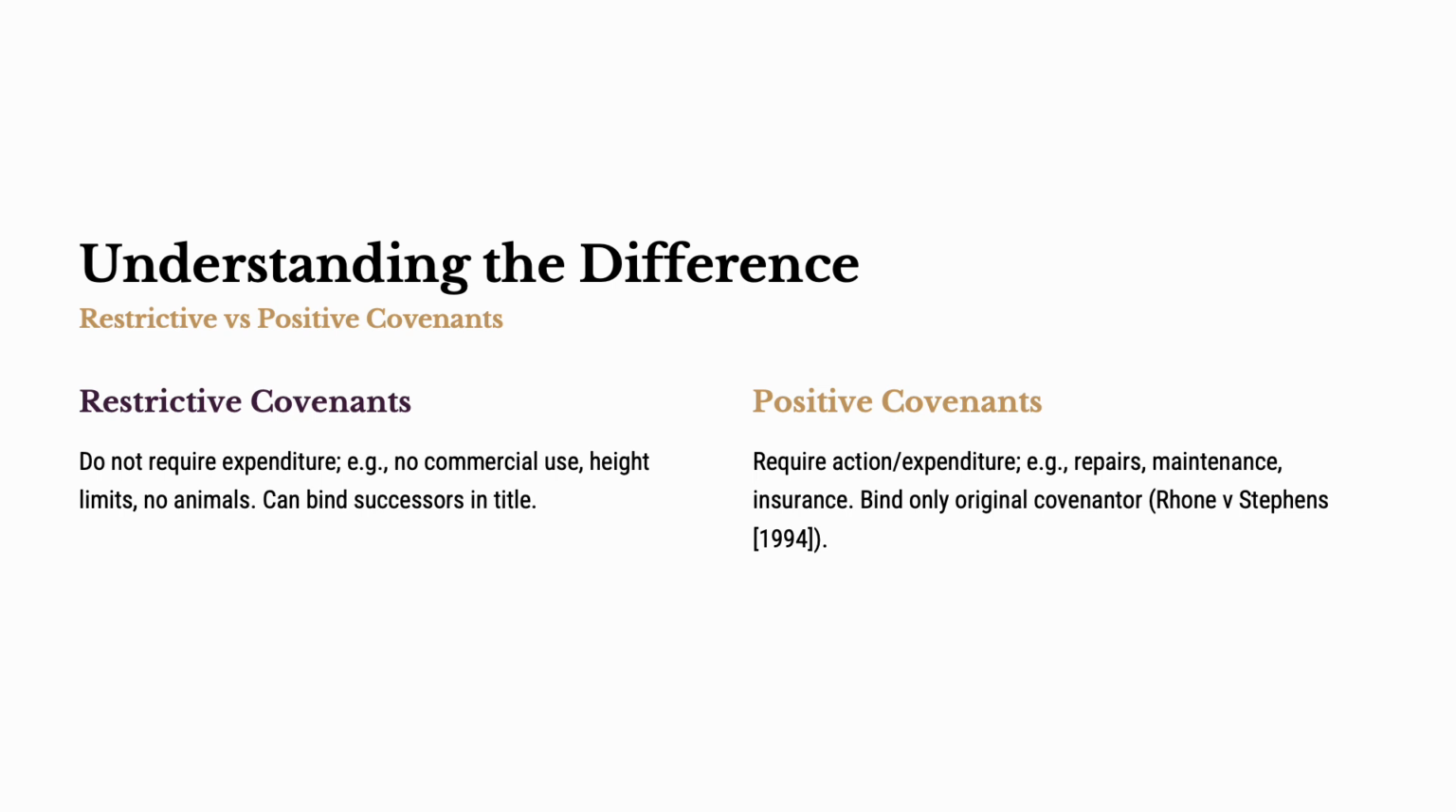So the landmark case is Rhone v Stephens in 1994. The House of Lords confirmed that the burden of a positive covenant does not run with freehold land at common law or in equity. Only the original covenanter remains liable. This creates a significant practical problem for positive covenants, which we shall discuss in detail. Why the distinction? Because the law is reluctant to impose an ongoing financial burden on a successor who may not have agreed to it and who receives no corresponding benefit when they purchase the land. So we'll talk about it in detail, about modern covenants and all.